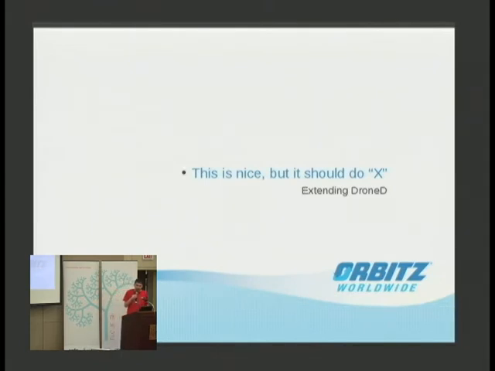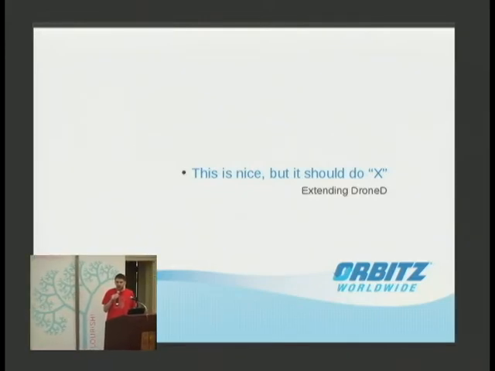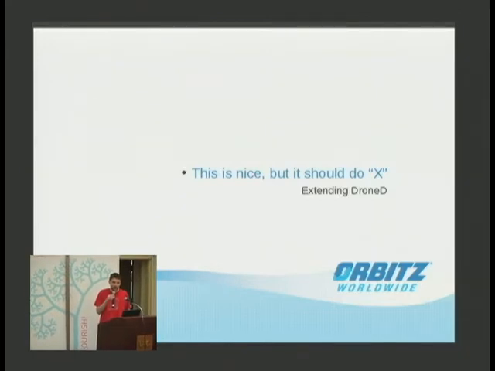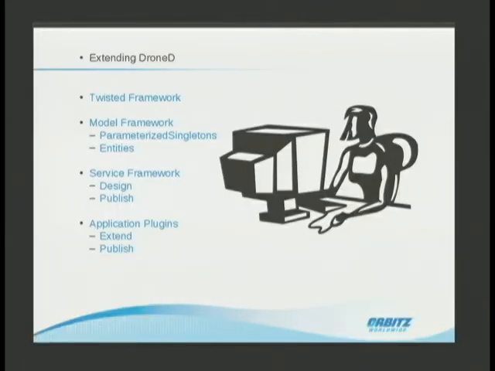So that may be nice and well, but the out-of-the-box functionality probably won't do everything that you want. So DroneD provides APIs on how to write services and application plugins so that you can extend it to fit what you need it to do. DroneD, as I mentioned before, uses the Twisted framework, and it currently targets Python 2.4 through 2.7. As soon as Twisted supports Python 3, we'll be right there with them.